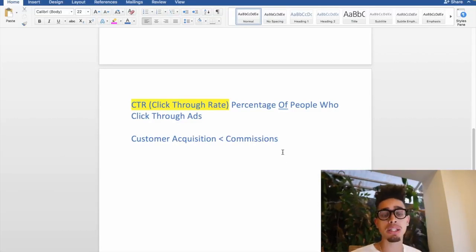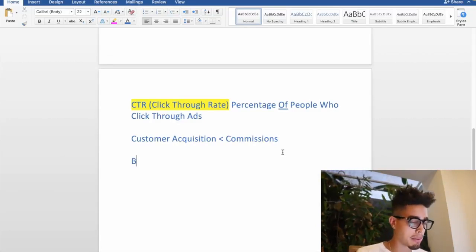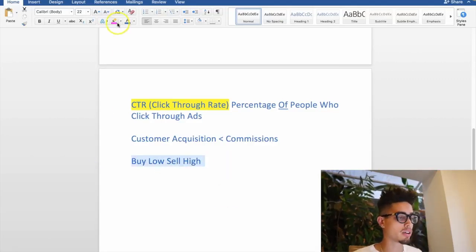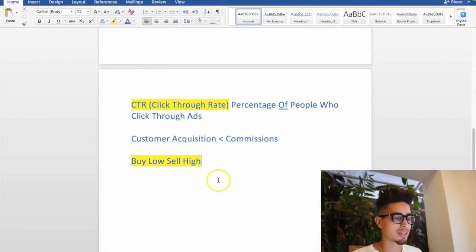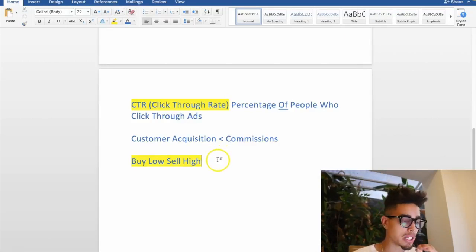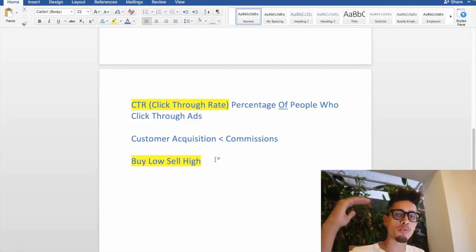But what we're simply going to be looking to do, guys, is here's the method. This is how you scale your affiliate marketing business. Buy low, sell high. So what you need to focus on is acquiring customers for very low but selling a higher product, to where you're making a lot more revenue than the expenses that you're paying for.